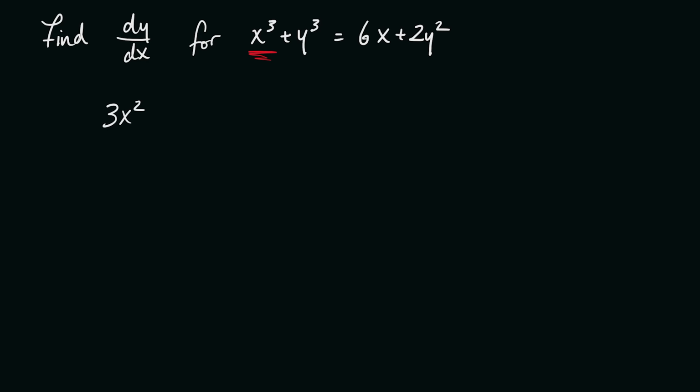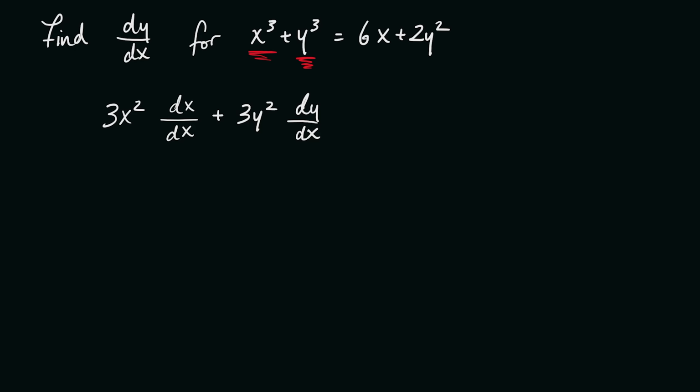Now remember, you have to put the dx over dx. Make that into a habit. Now plus the derivative of y cubed. That is just 3y squared. Now remember, this time it's going to be dy over dx because we just took the derivative of y instead of x.